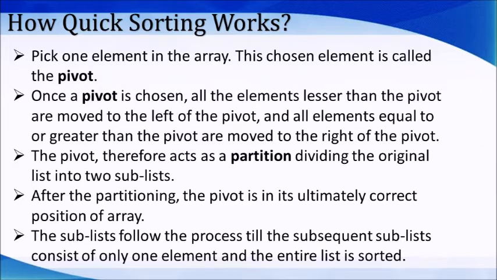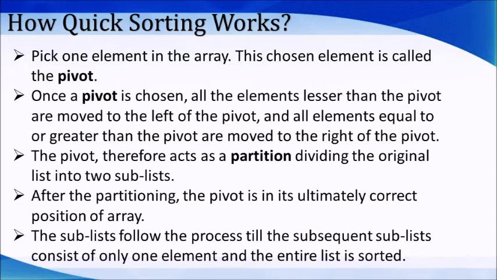Once the pivot element is chosen, all the array elements which are less than this pivot are moved towards the left of the pivot element, and all the array elements which are greater than or equal to the pivot are moved towards the right side of the pivot element. Therefore, the pivot element acts as a partition which divides the original array into two sub-arrays: the left sub-array with the values less than the pivot and the right sub-array with the values greater than the pivot.